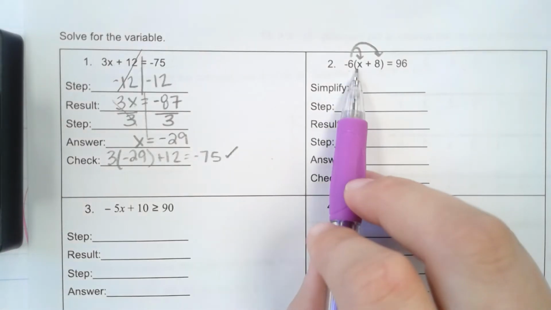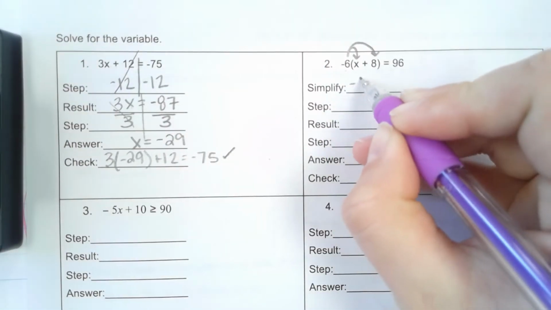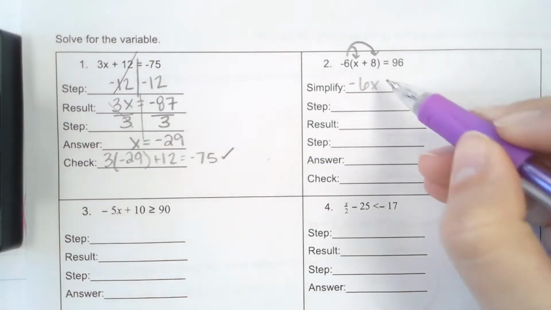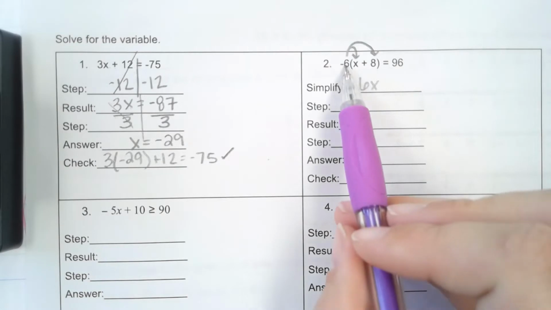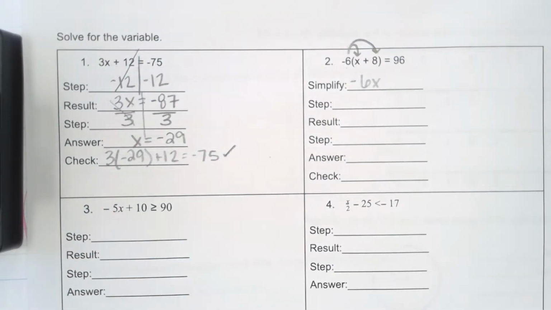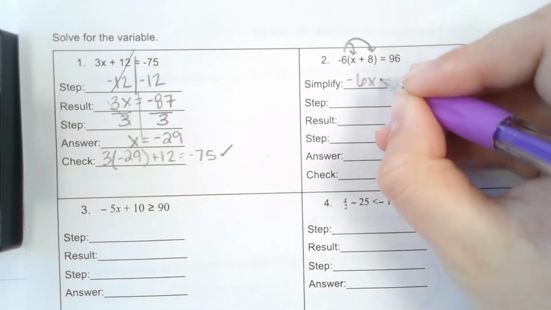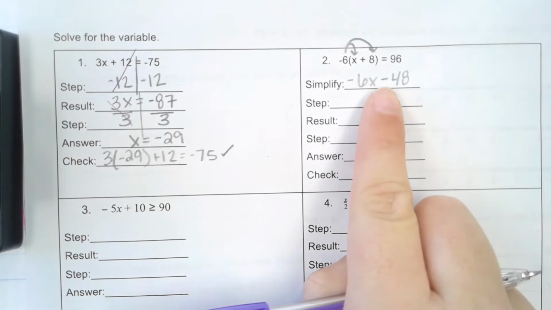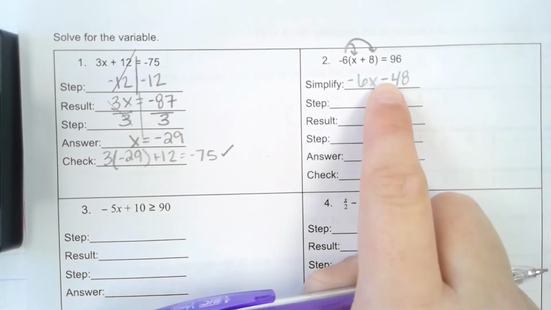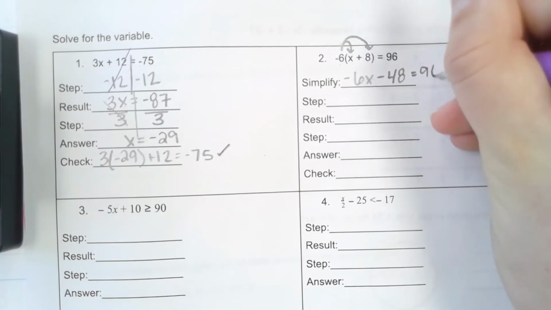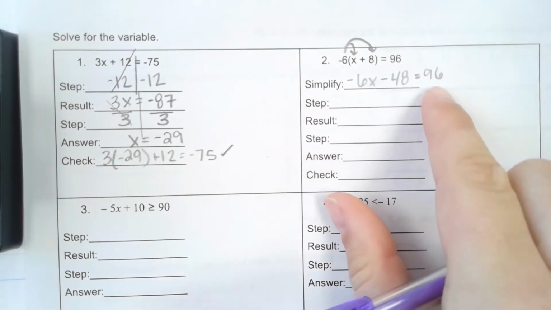So negative 6 times x is negative 6x. You can bring down that plus sign, or if you realize, if I take negative 6 times 8, we get negative 48, so in other words, that would be minus 48. So you could have minus 48, or you could have plus a negative 48. And then all of that will equal the 96 that's still there.